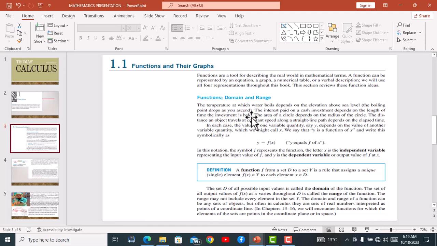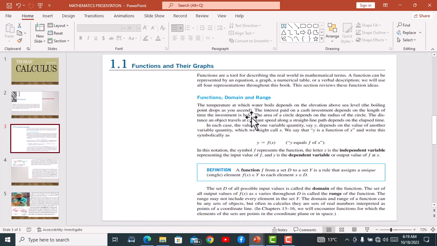The temperature at which water boils depends on the elevation above sea level. The boiling point drops as you ascend. We know that the higher you go, the more the temperature drops. Everybody knows this. We even saw this in the movies. As you ascend, the temperature drops. It becomes colder and colder as you ascend higher into the stratosphere.